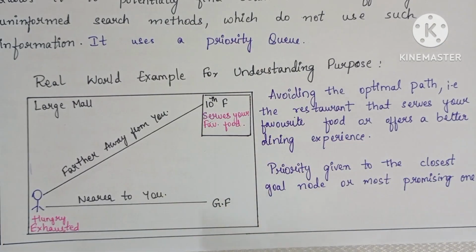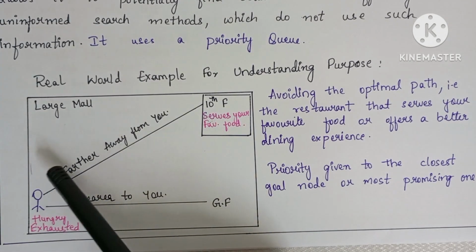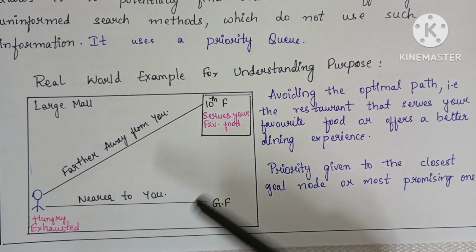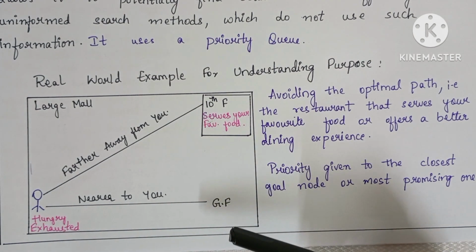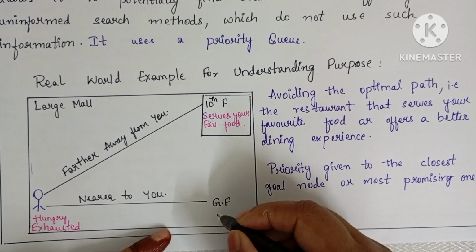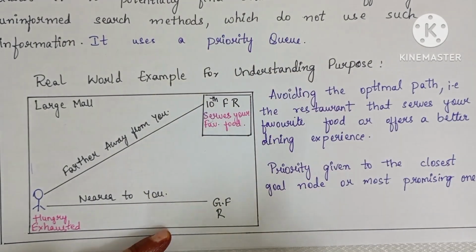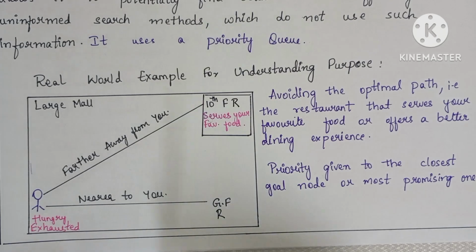Let us understand best first search with a simple real world example. Suppose you are in a large mall and you are very hungry and also exhausted. It has 10 floors and you are on the ground floor. There is a restaurant on the ground floor and there is a restaurant on the 10th floor. As you are very hungry and you want food immediately, so what you do is you will choose the nearest restaurant.